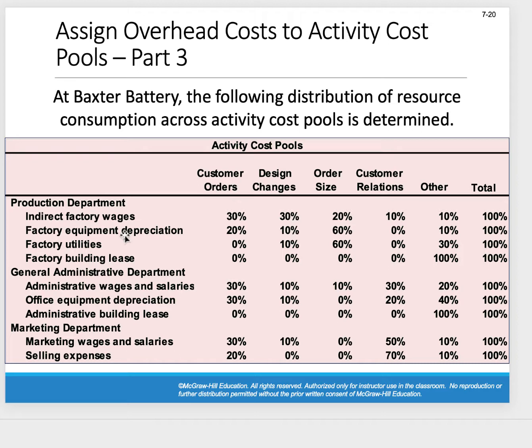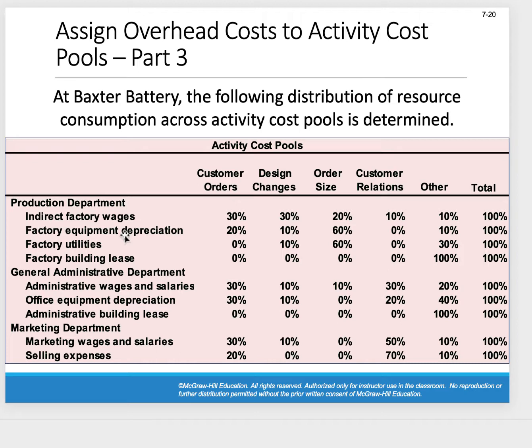So we say to our production manager, based on your indirect factory wages that you have, right? We cannot easily and conveniently trace them to a specific unit or product. We know that because it's indirect. But if you had to guess about how much of their time or how much of their cost goes towards filling customer orders. Well, they spend about 30% of their time or 30% of their cost doing that. Okay. What about design changes? How much of their cost is incurred because we have a design change? Probably about 30%. Okay. We do that through each of those costs.